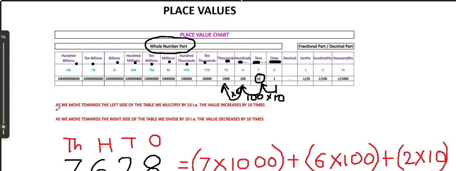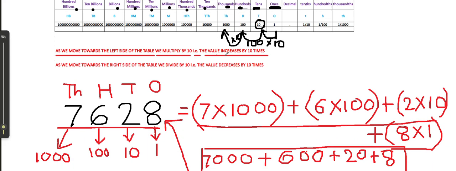So let's see what is written over here. As we move towards the left side of the table, we multiply by 10. That is, the value increases 10 times. So as discussed earlier, as we move from the ones place to the left side of the table, towards tens, hundreds, thousands, ten thousands, and so on, the value gets multiplied by 10. So I hope I'm clear on the whole number part.